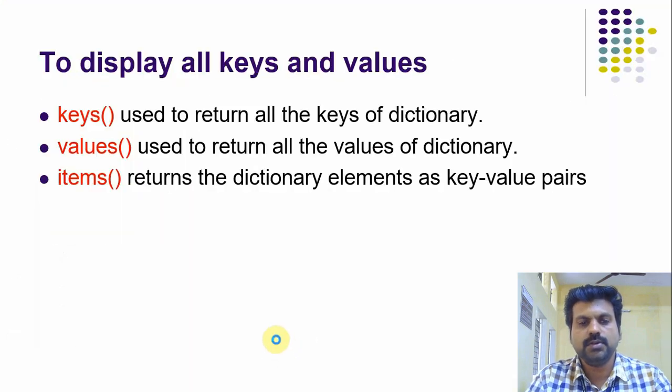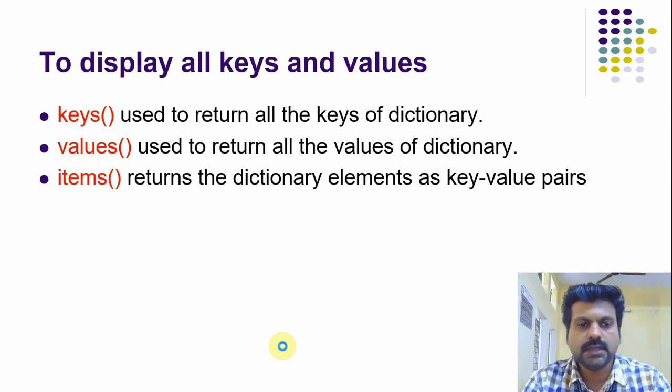So next we move on to how to display all the keys and values. So a dictionary contains keys and values, right? Sometimes you want to take only keys, sometimes you want to take only values. So how can we do that? For that we have a function called keys. The keys function will return all the keys from the dictionary. The values function returns all the values from the dictionary, and there is one special method called items. This will return a list of items, where each item contains a key value pair.